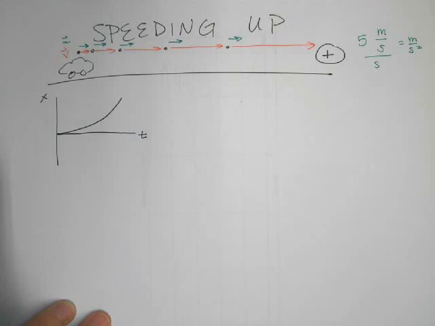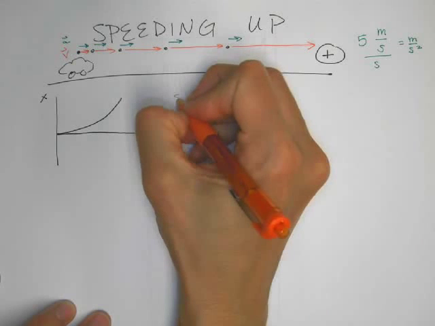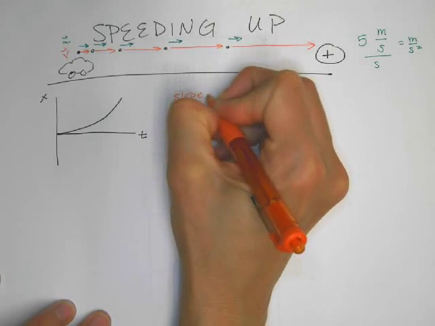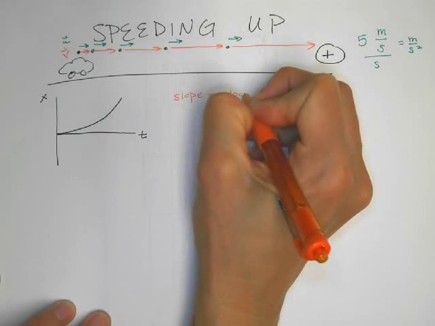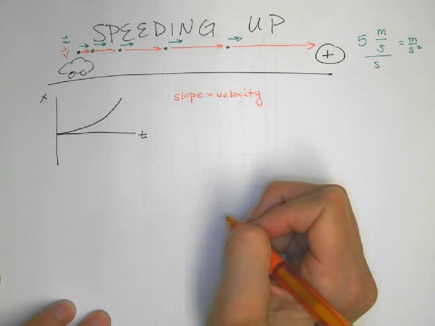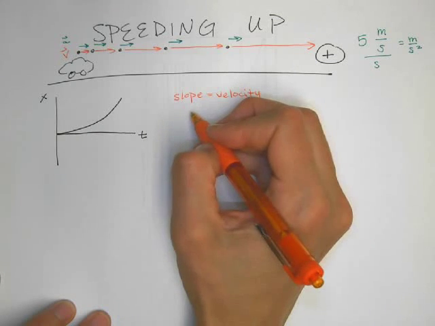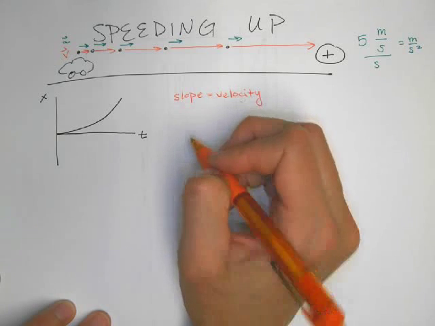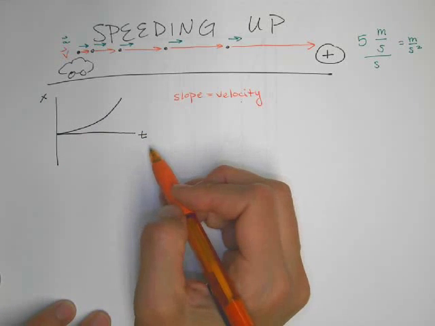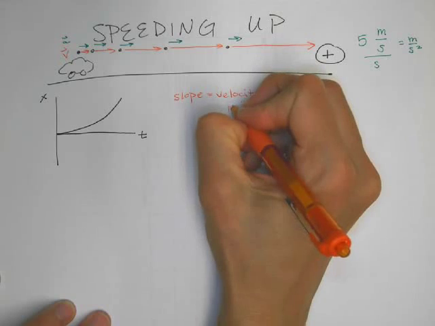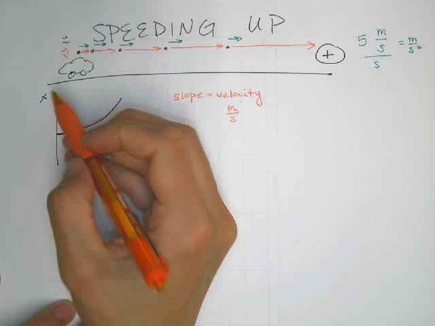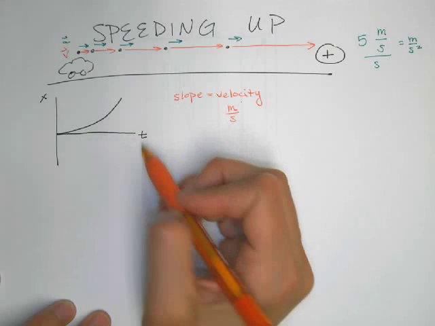We know that the slope of a position versus time graph represents velocity. And we know that because to find our slope, we take change in position over change in time. Change in y over change in x. So our units are meters over seconds. The units on the y-axis are meters, the units on the time axis are seconds.